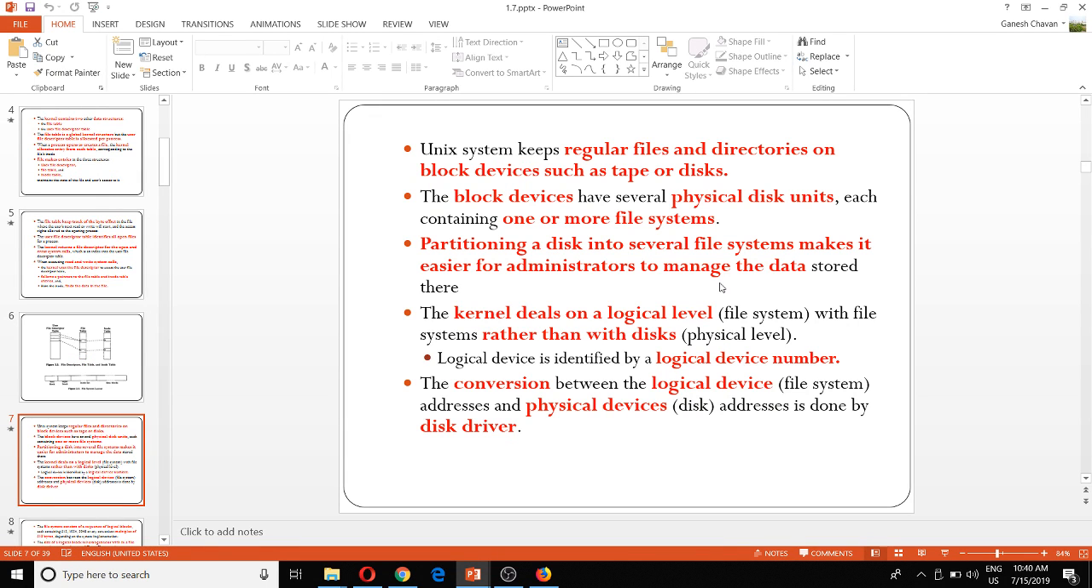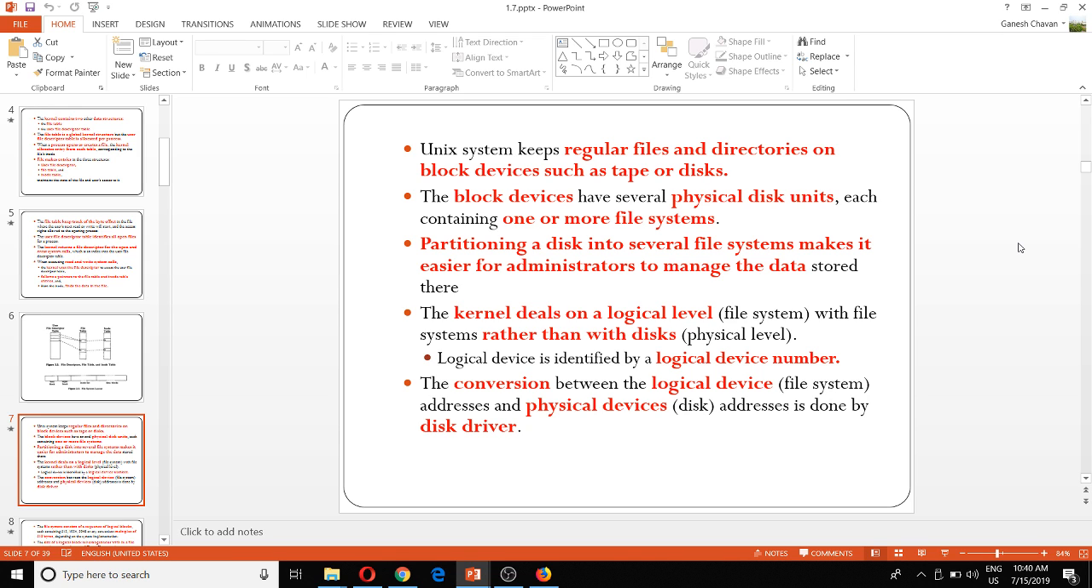The system keeps regular files and directories on block devices such as tapes or disks, which is very evident if we learn the Unix operating system and its kernel. The block devices may have several physical disk units, each containing one or more file systems. Partitioning a disk into several file systems makes it easier for the administrator to manage the data stored there. The kernel deals at the logical level with the file system rather than with the disks at the physical level. A logical device is identified by a logical device number.